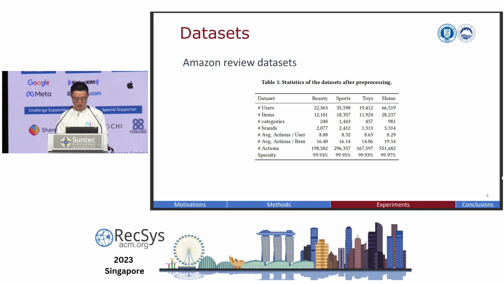Next comes our experimental section. For our experiments, we chose 4 publicly available real-world datasets from Amazon review datasets to ensure data quality. We filtered users and items with fewer than 5 interactions. The table displays dataset statistics after pre-processing, including the quantity of item categories and brands, as we utilize them as side information.